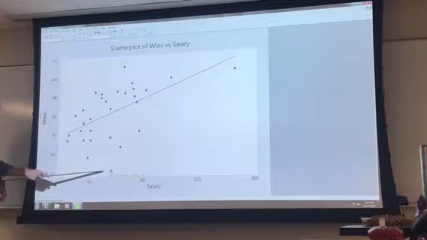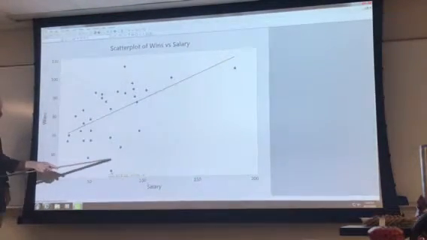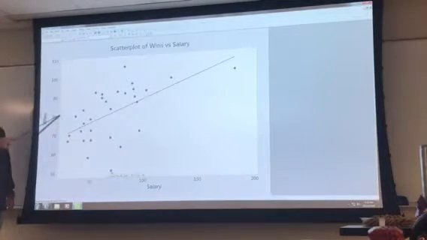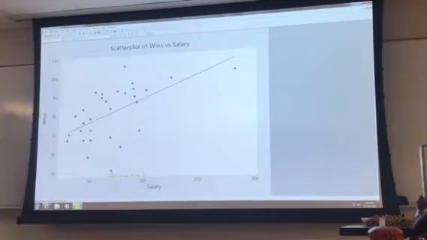Again, their actual win total, if you go over here, was around 51. If you go up to the red line, you'll see that your prediction for them was about 81. So we over-predicted that team's winning by about 30 games.